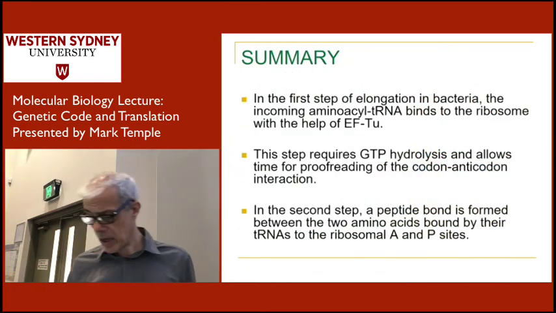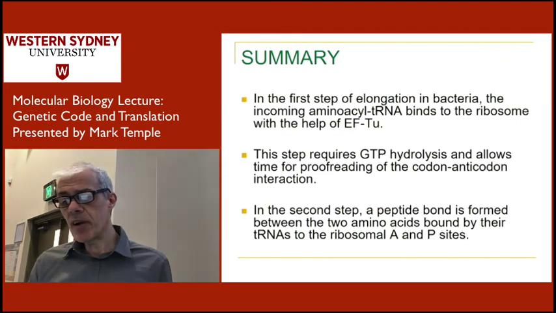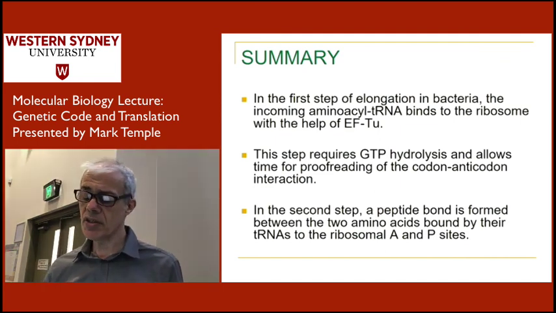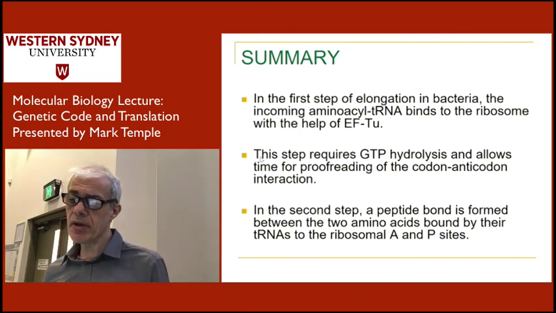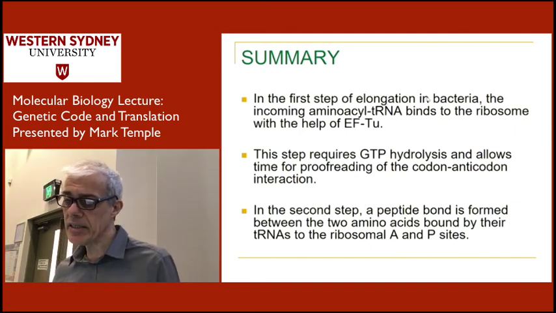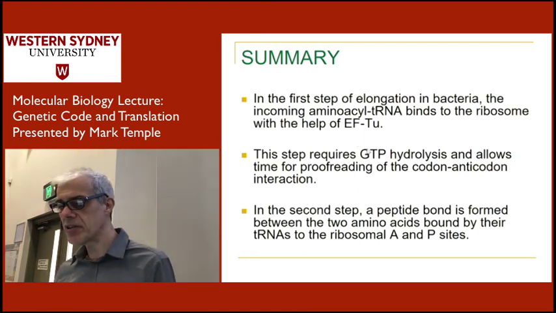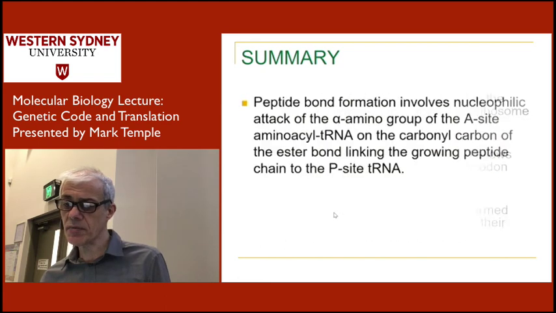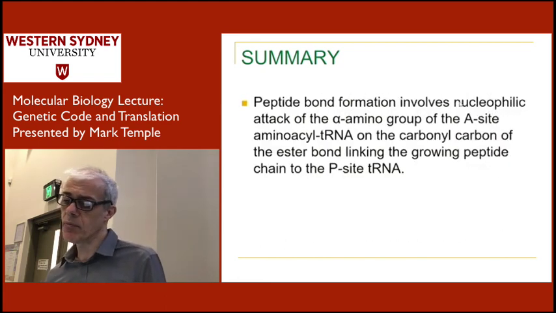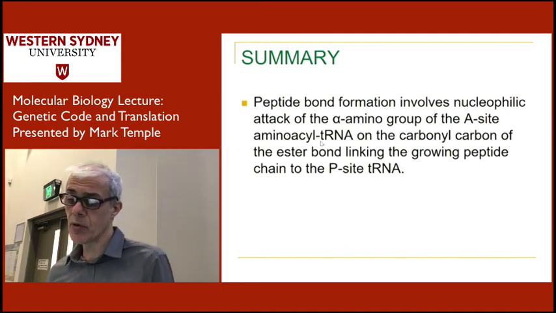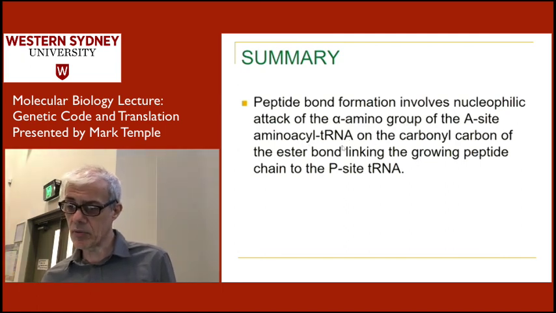All right, so I don't know why I put them in here, but I put in some summary slides which probably have a bit too much detail in them. But the first step in elongation is the incoming aminoacyl-tRNA binds to the ribosome. We have this hydrolysis of GTP, and then you get this peptide bond formation, and it involves the attack from one amino acid, the amine group, on the carboxy of the other amino acid, forming a polypeptide bond, and that occurs in the P site.